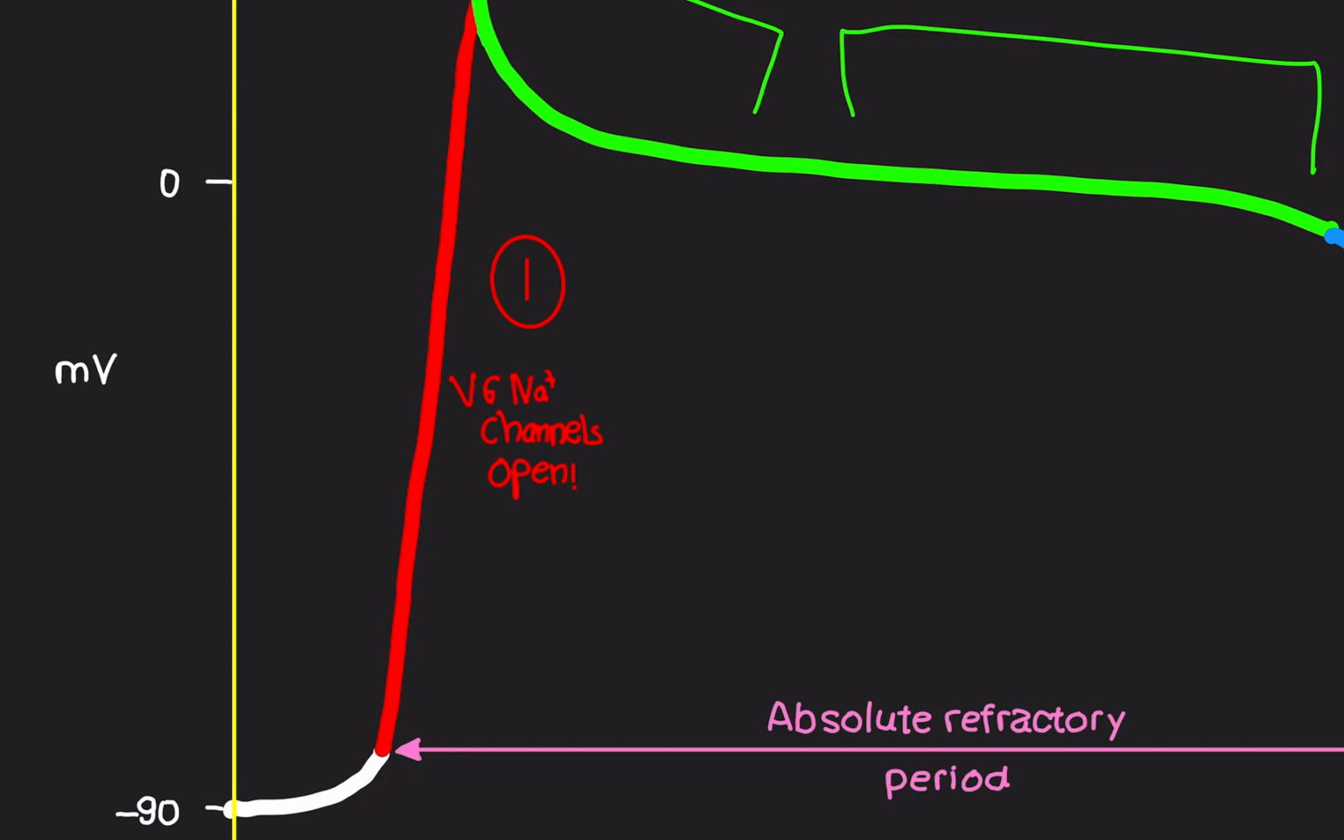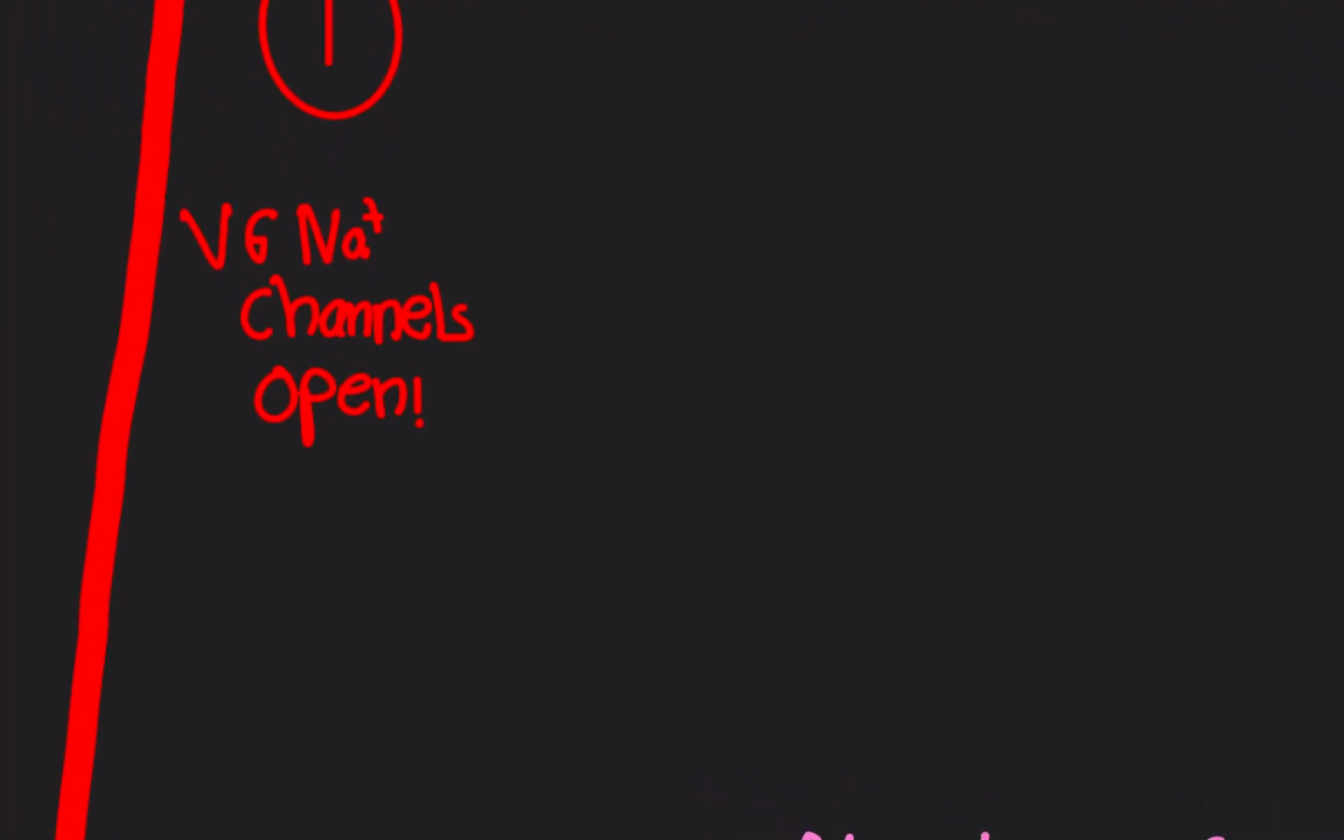So now let's talk about the first step. The first step is depolarization. Basically, the muscle cell is going to increase in voltage. How do we do that? Well, voltage-gated sodium channels are going to open. The VG is just an abbreviation for voltage-gated. So voltage-gated sodium channels are going to open.